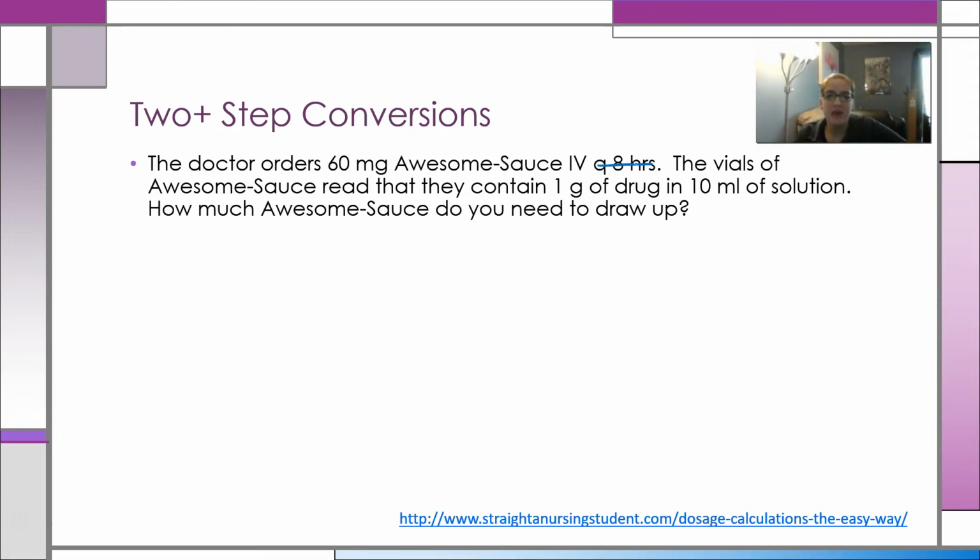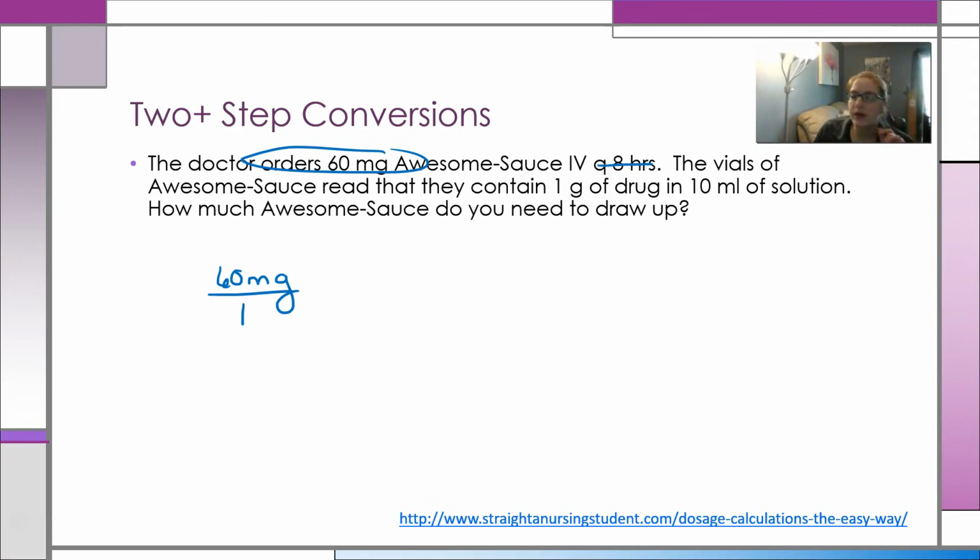Great. Now the vials of awesome sauce read that they contain 1 gram of drug in 10 milliliters of solution. So 1 gram in 10 milliliters of solution. How much awesome sauce do you need to draw up? So again, we got to start with that order. That order is 60 milligrams of awesome sauce. That's just kind of fun to say. Now we're going to turn that into a fraction like we've done before. 60 milligrams over 1. Sweet.